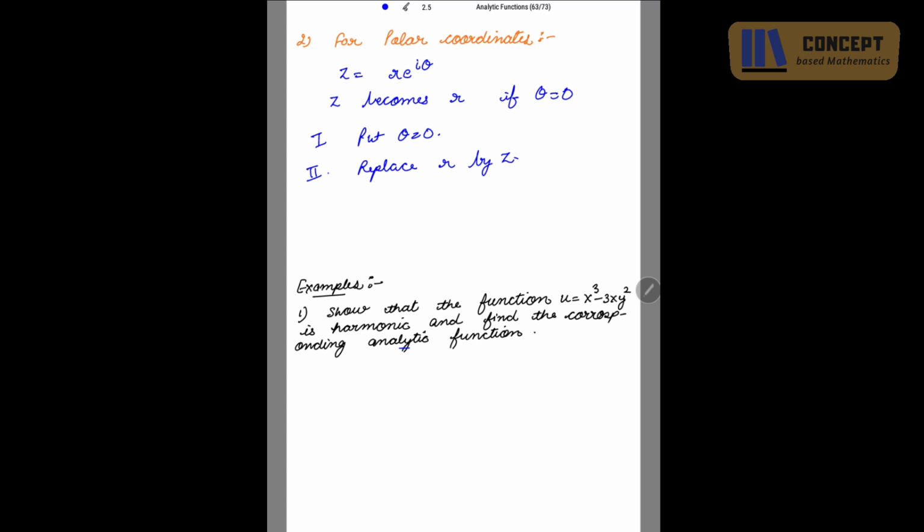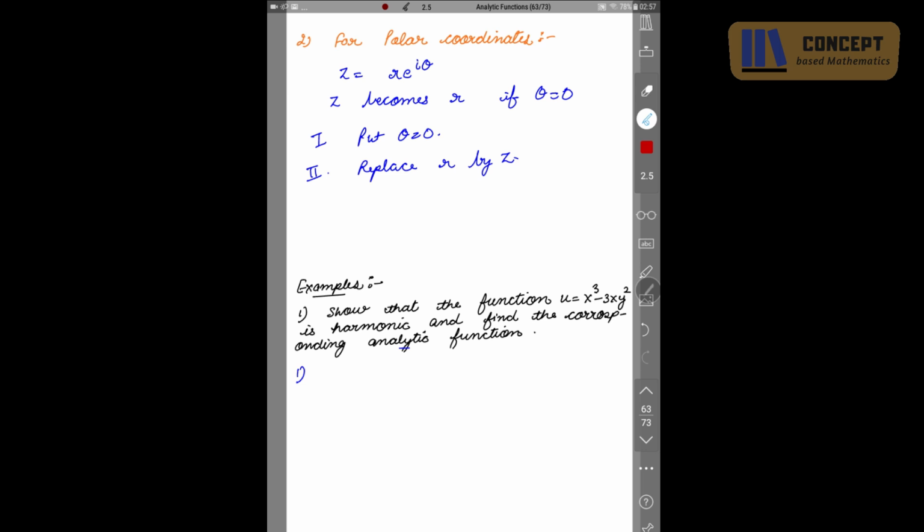Now there are some examples so that it will be more clear to all of you how to use this Milne Thompson method. This is quite interesting. Show that the function u equal to x cube minus 3xy square is harmonic and find the corresponding analytic function.